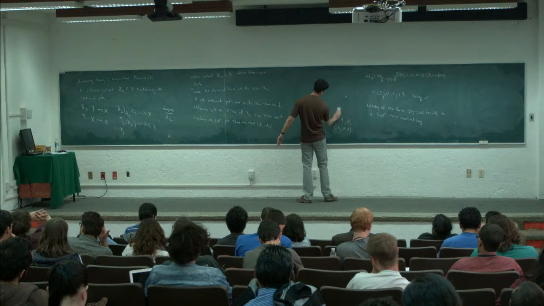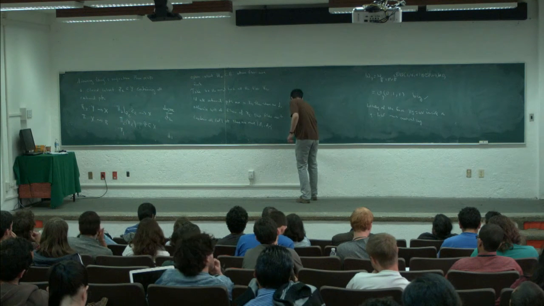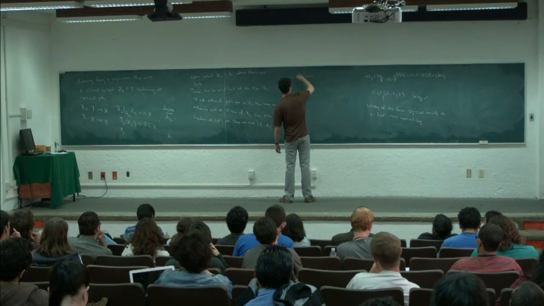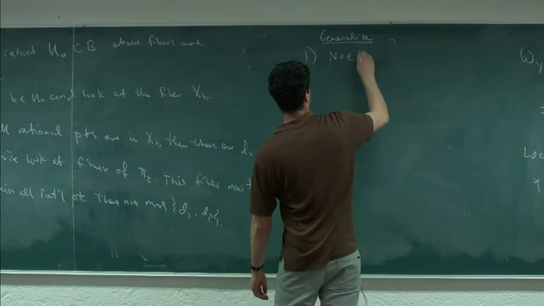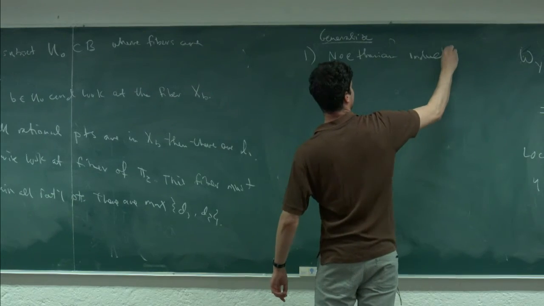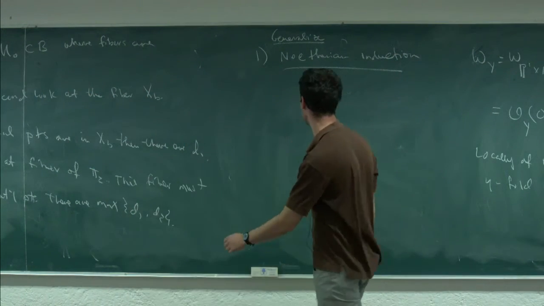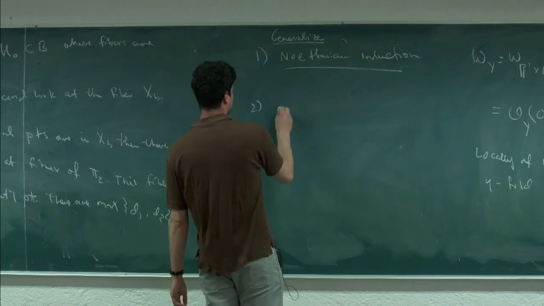Okay. So now how does this give the uniform bound in general? There are a few things that need to be done. So how to generalize this? One, you have to do Noetherian induction to get rid of the fact that I did this on some open subset. Right? And the point is the complement keeps getting smaller and smaller.